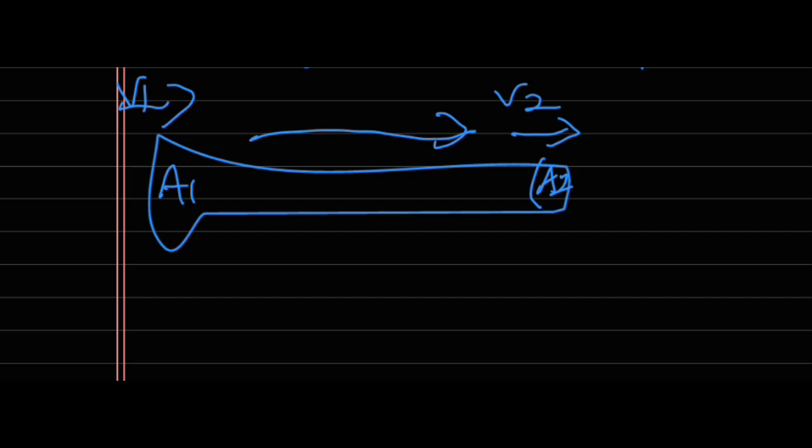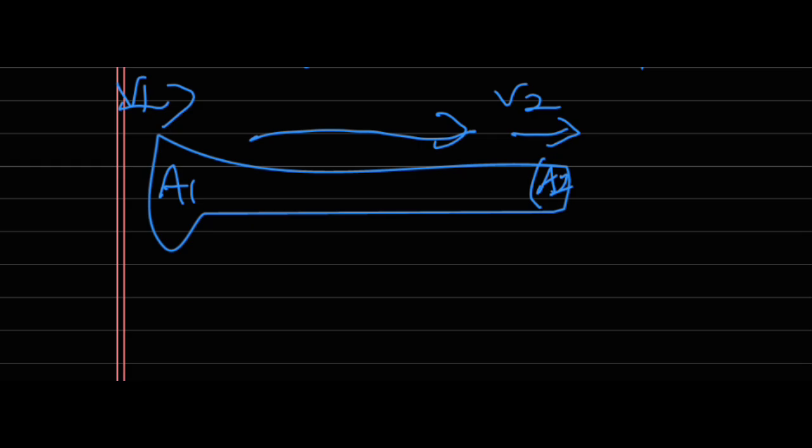So let's say you have a narrowing tube. Here you have area 1, and here is area 2. Here the water flows with velocity 1, and here it flows with velocity 2. This is an incompressible fluid, like water, flowing through this narrowing pipe. Because water can't be compressed, the amount of water entering the pipe must exactly equal the amount of fluid leaving it. Volume is conserved.